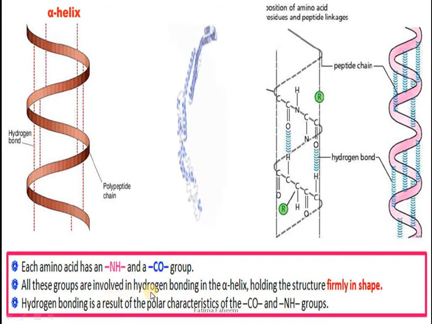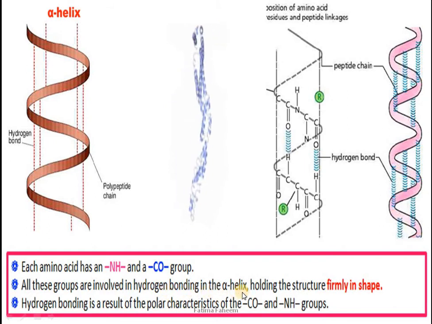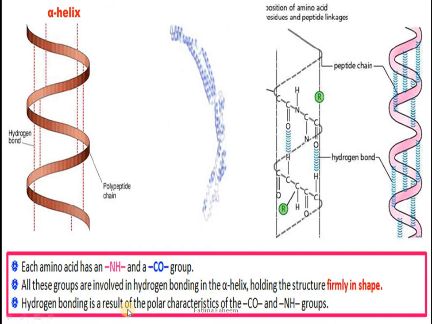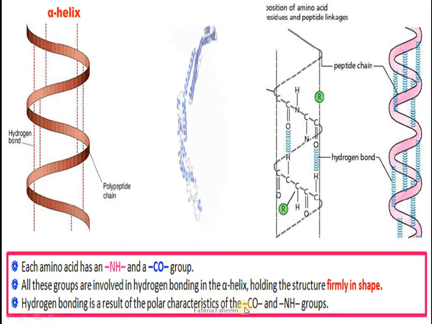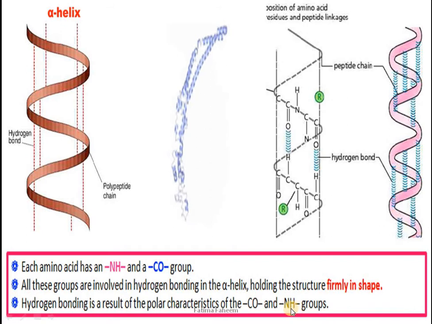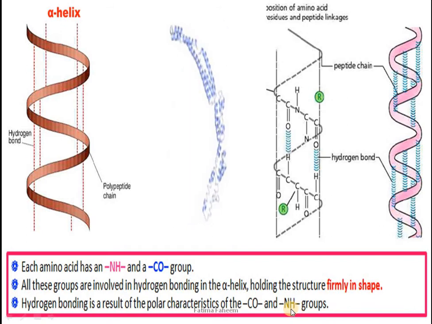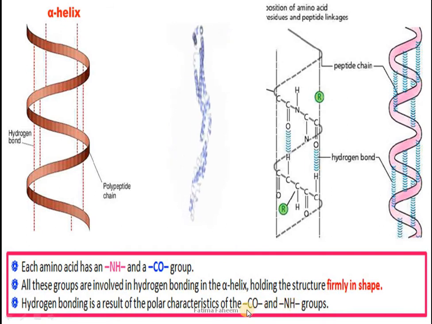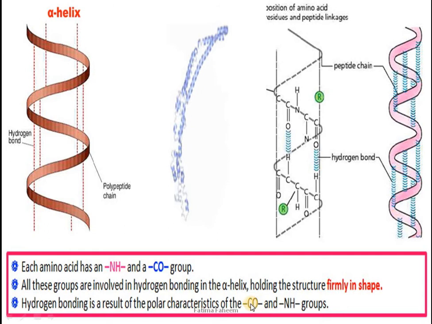All these groups are involved in hydrogen bonding in the alpha helix, holding the structure firmly in shape. Hydrogen bonding is a result of the polar characteristics of the CO and NH groups. I told you in our previous lesson that the basic structure of an amino acid itself has dipoles. The NH group and CO group are the terminals where more amino acids can be attached.